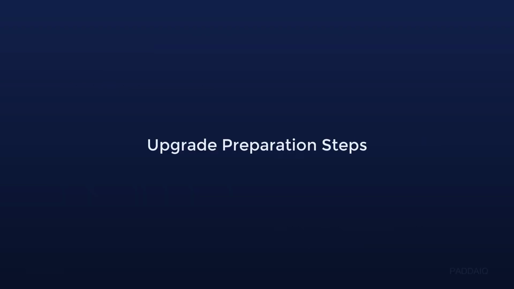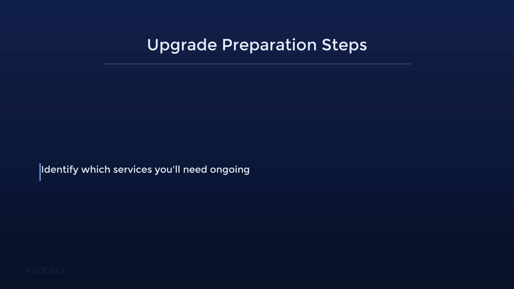Upgrade preparation steps for a seamless transition. Identify which services you will need ongoing. This means determining which SAP BTP services your business must continue using after the upgrade to maintain operations. For instance, if your company relies on the SAP HANA Cloud database for real-time analytics, you must ensure it is included in your new plan. Properly identifying these services is crucial for a seamless transition.